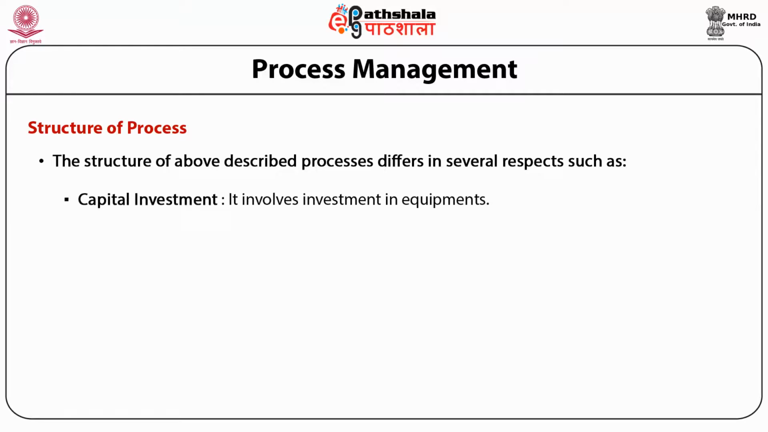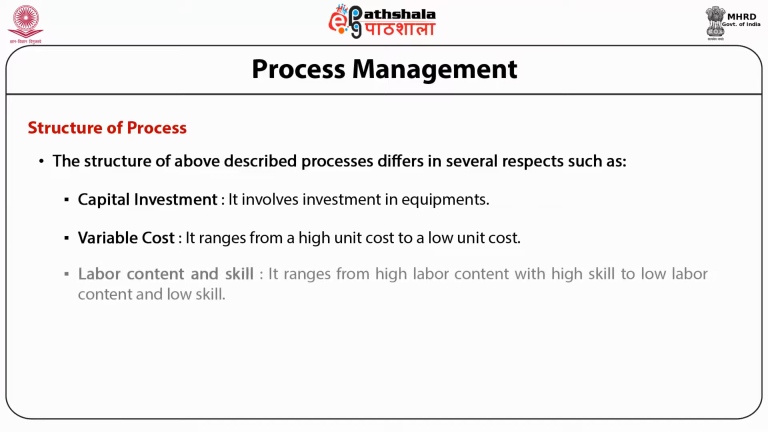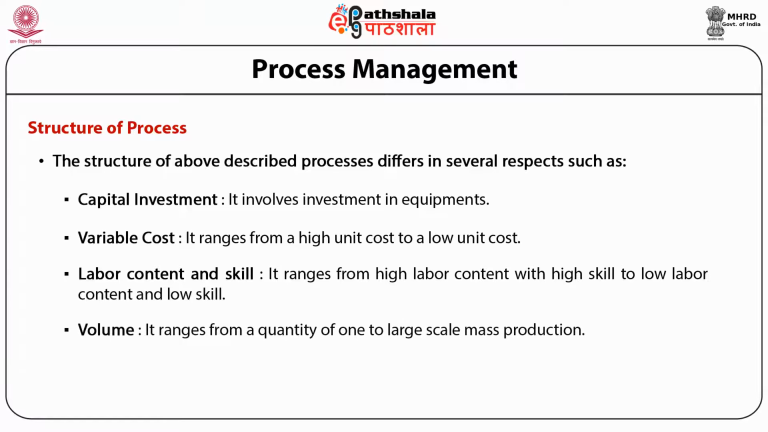Capital investment. It involves investment in equipment. Equipment ranges from low-cost general-purpose equipment to expensive specialized equipment. Variable cost ranges from high unit cost to low unit cost. Labor content and skill range from high labor content with high skill to low labor content and low skill. Volume ranges from a quantity of 1 to large-scale mass production.